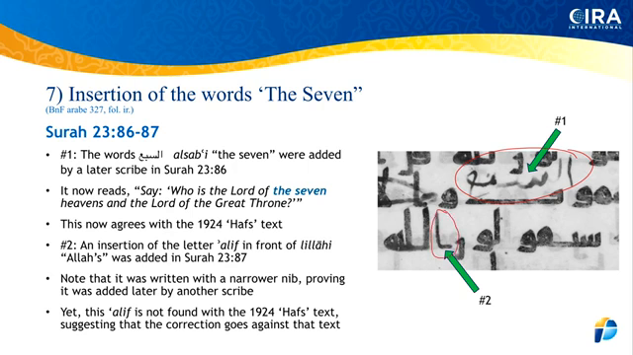That aleph has been added. Note that it is written with a narrower nib, proving it was added later by another scribe. So what's fascinating is that this aleph is not found in the 1924 Hafs text, suggesting that the correction goes against the text. So here you have just the opposite of what we've been saying altogether.